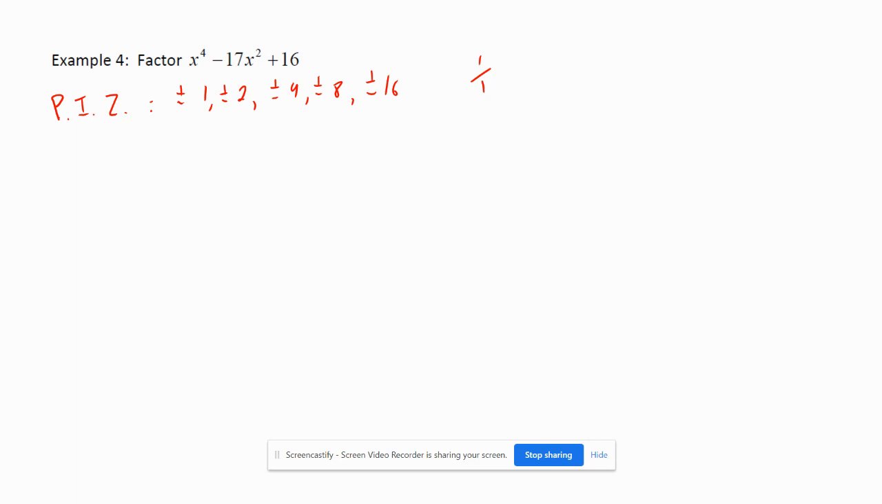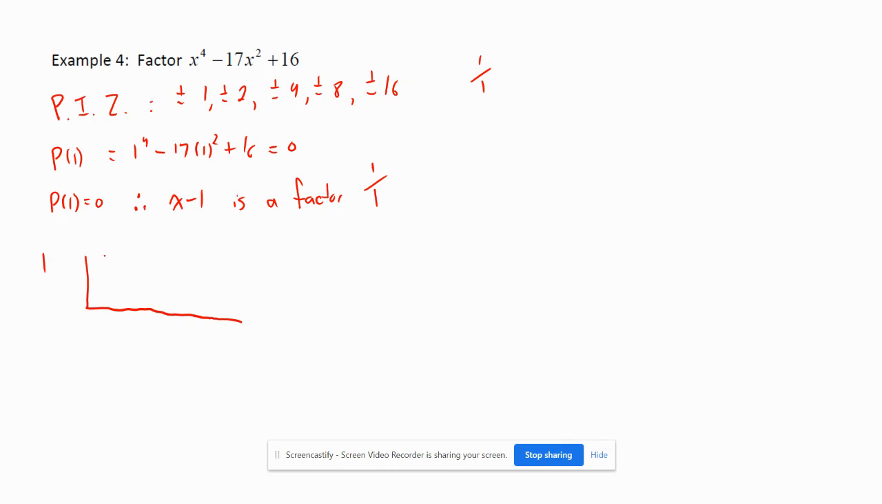Step 2, let's start testing them. Well, what's P of 1? We get 1 to the 4th minus 17 times 1 squared plus 16, which is 1 minus 17 plus 16, and that does equal 0. So P of 1 equals 0. Therefore, x minus 1 is a factor. I need to see this as well. Next mark, synthetic division.